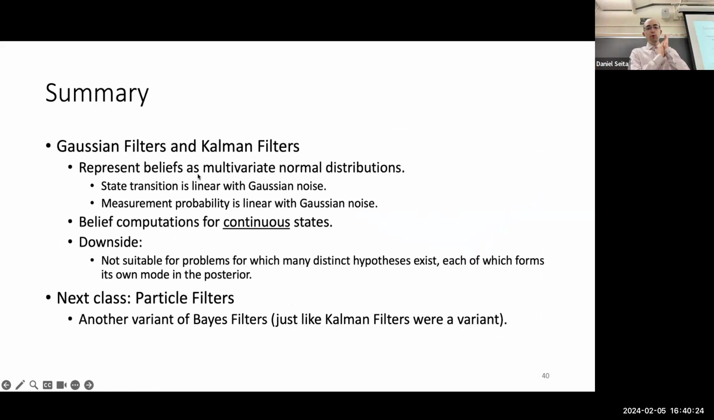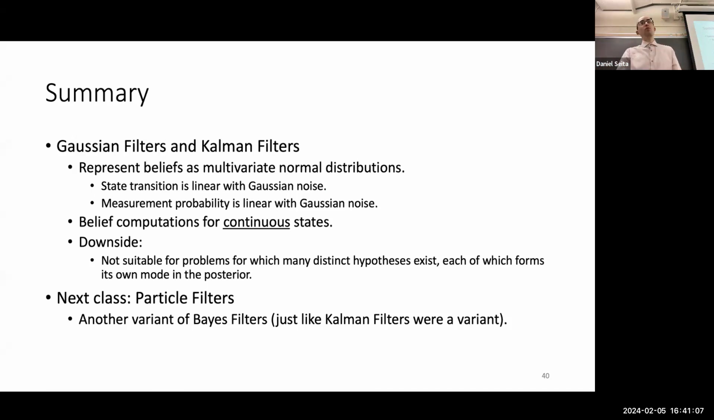All right, so to summarize, if you consider this and the last lecture, we covered Gaussian filters and Kalman filters, so they represent belief as a multivariate normal distribution. Therefore, continuous state. If you're doing a tracking problem where the state is discrete, like a grid where the state is one item in a grid, then it's not a good fit. Similarly, if you're doing a state estimation problem where there are multiple distinct hypotheses, it's also not a good fit, and you should advocate for not using a Kalman filter.